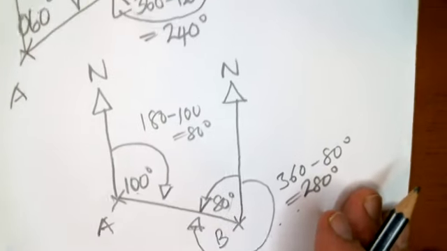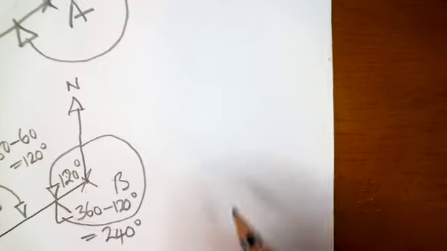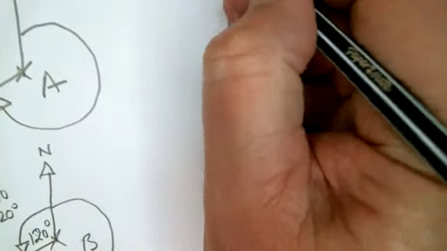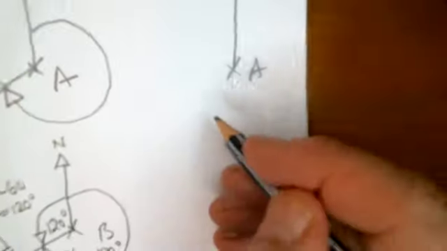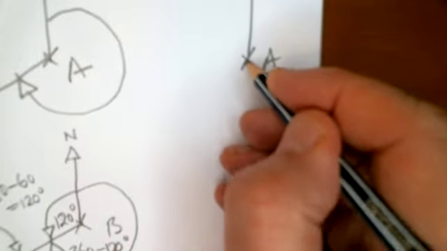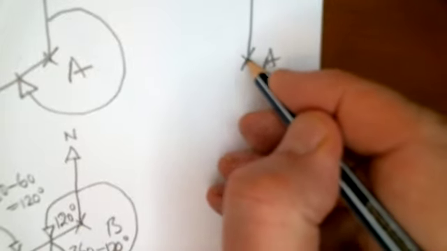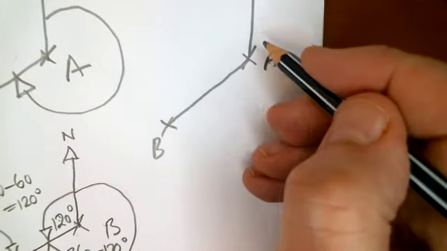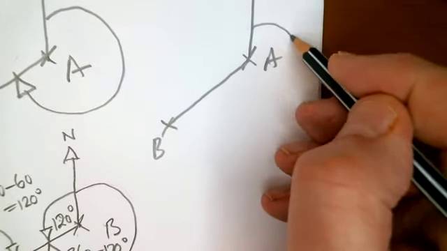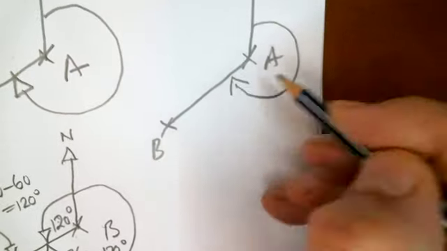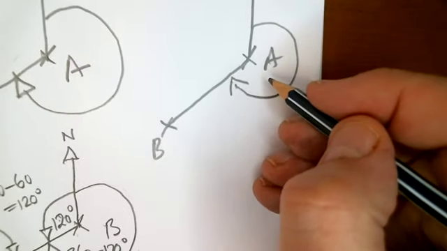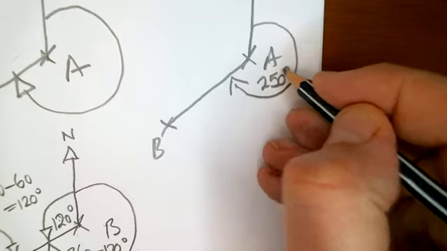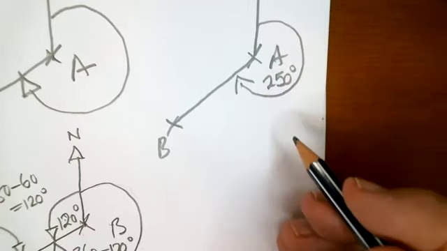Of course, you could do it the other way around. No reason why you couldn't. Let's imagine you start here. There's my north. I'm going to call that A. I'm going to go to B. Let's say B is here. Here's B. And we're told that this bearing here, let's say, is 250 degrees. Yeah, 250 degrees, that's our bearing.